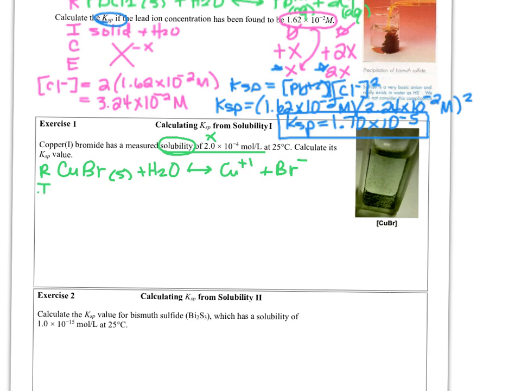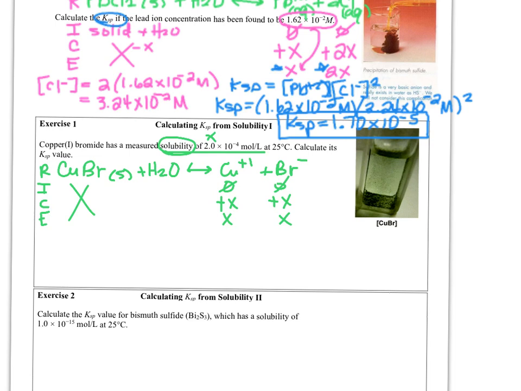So for my RICE table, I'm going to set that up. All right. Again, I don't really care about my solids because it's not going to be part of my equilibrium expression. We know that's going to lose some amount, right? The X. But we're going to assume we start with 0 of the bromines because it's not specifying anything else. We're going to see plus X of copper, plus X of bromine because it's a 1-to-1 stoichiometric ratio. So at equilibrium, I should have X copper and I should have X bromine.